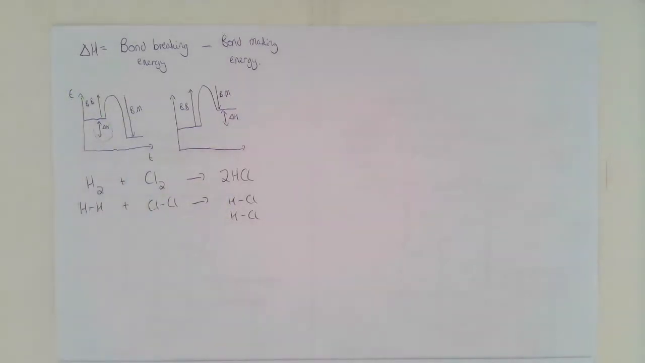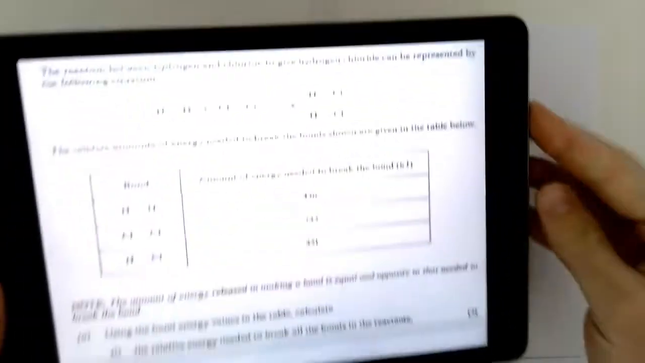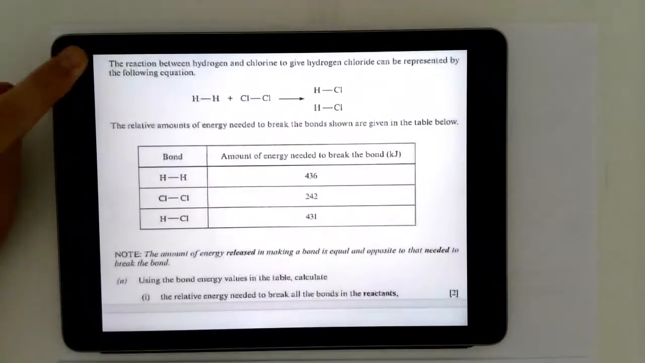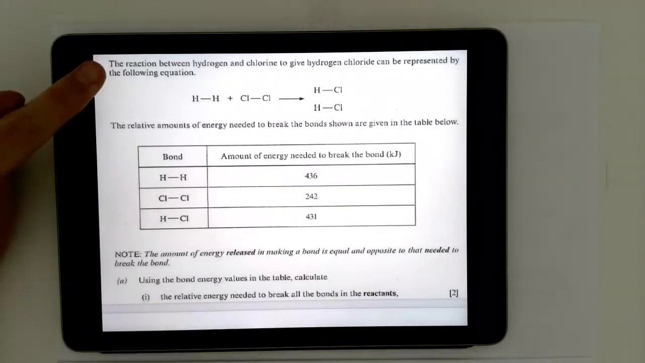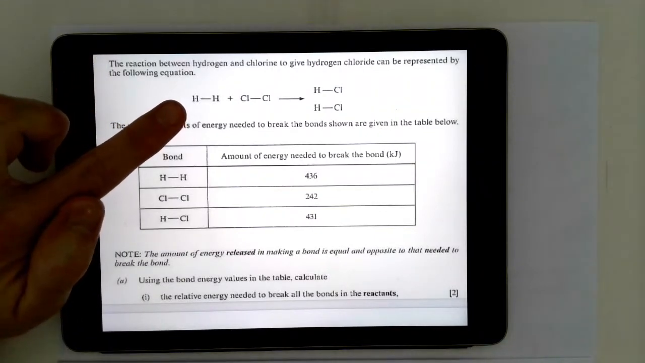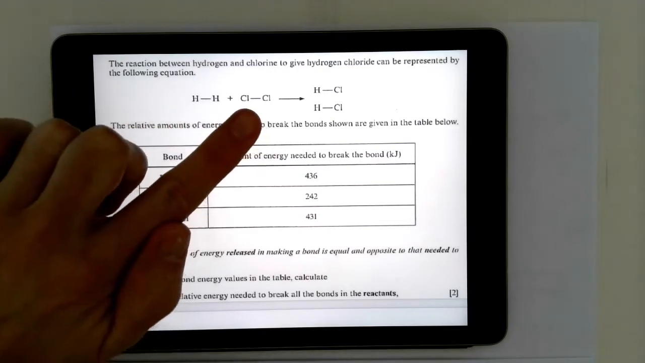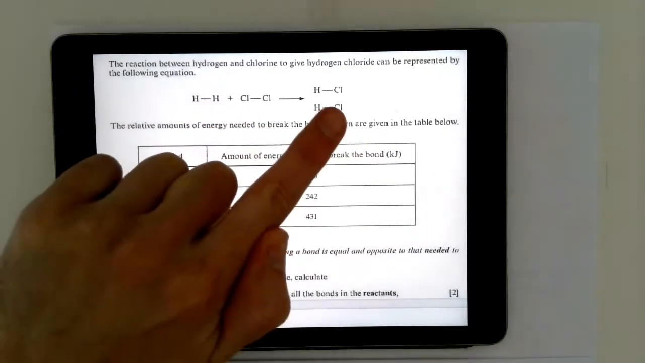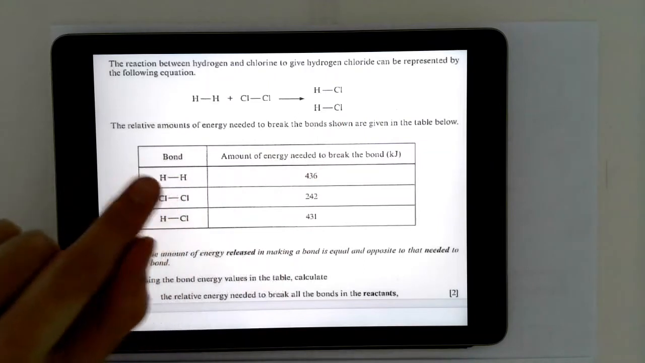Now in an exam you'll be given the values in order to break the bonds and make the bonds. So I'll find you an exam question now where they actually give you the values. The one I managed to find was the exact same reaction as we're doing here, so I'll just show it to you. It says the reaction between hydrogen and chlorine to give hydrogen chloride can be represented by the following equation. So we've got hydrogen reacting with chlorine, those are the bonds we're going to break, and then we're going to make these bonds here, which makes hydrogen chloride.